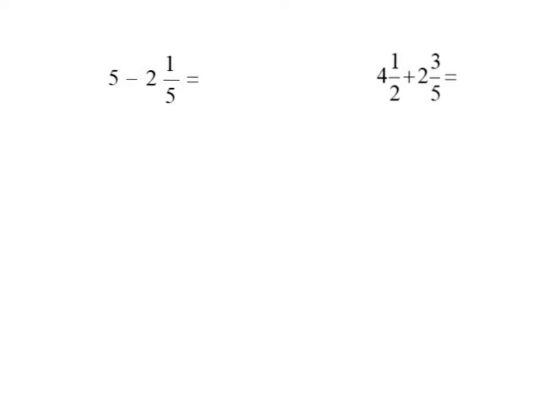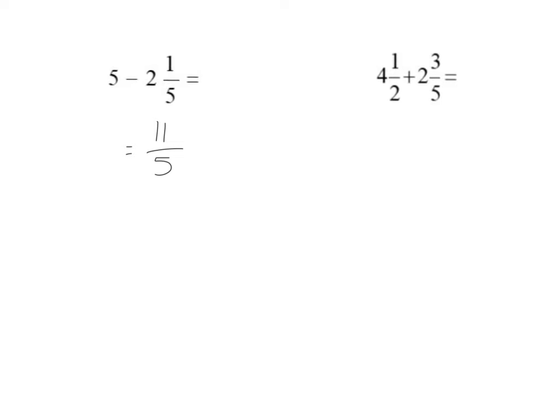This one's a little different. We have 5 minus 2 1/5. Now you might be one of those people that can do it quickly in your head and come up with 2 4/5, but for the rest of us, we're going to do it out. Now, the 2 1/5, I'm going to write that as an improper fraction. So 5 times 2 is 10, add 1 more is 11.